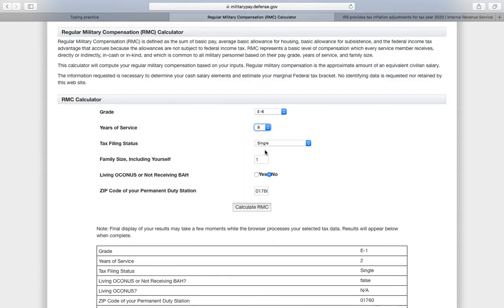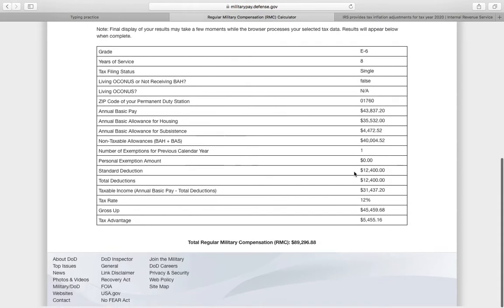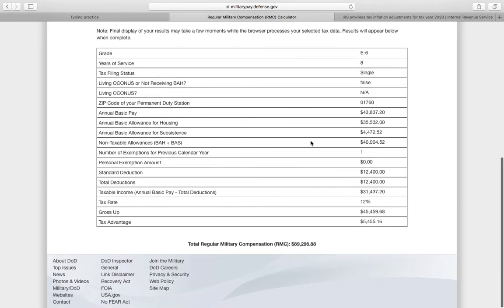So you would just put 8. And then let's see. Single, and then family size, including yourself, so it would be 1. And then I'm receiving BAH, zip code and stuff. And then you press calculate. So up here, like I said, it gives you the normal information: your grade, years of service, and then your base pay, housing allowance, money for food and stuff.